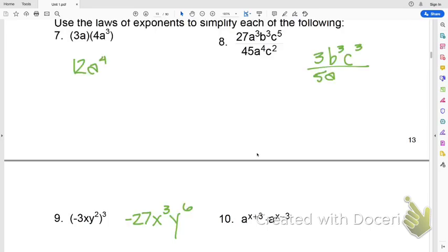All right, I put a couple answers up for you for 7, 8, and 9. Usually 7's pretty straightforward. 8, you need to treat it in like multiple parts. I consider the numbers by themselves first and just reduce that. Those both divide by 9, so 3 over 5. Then I consider each set of letters one set at a time.